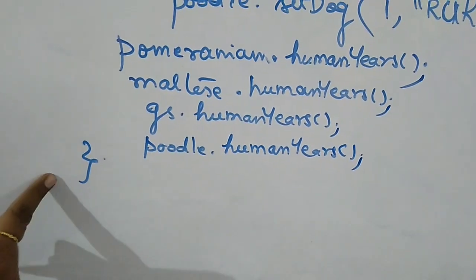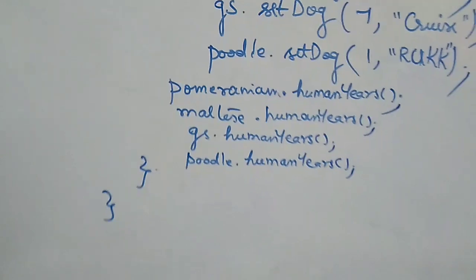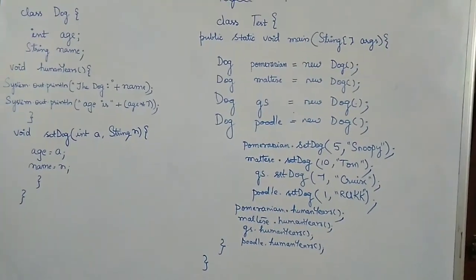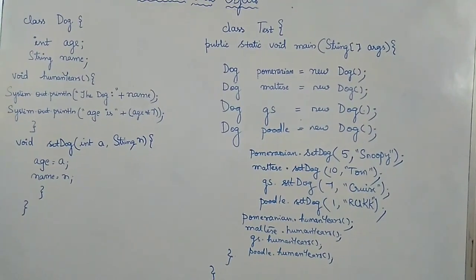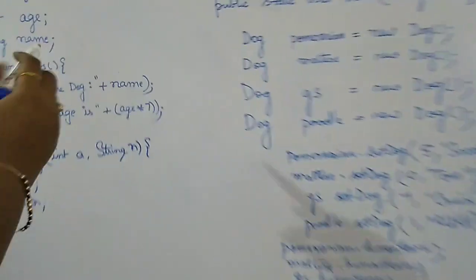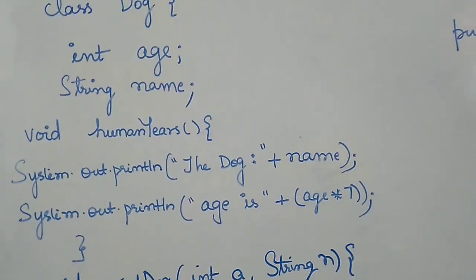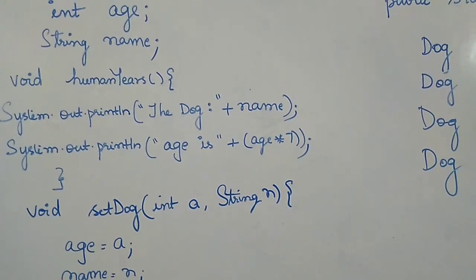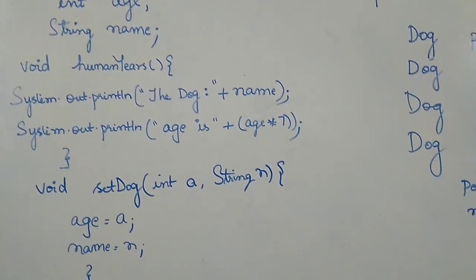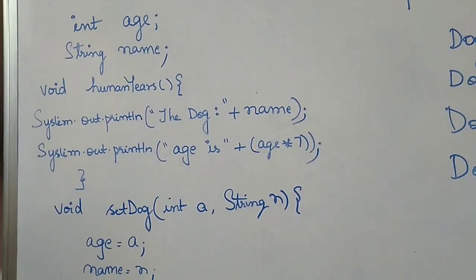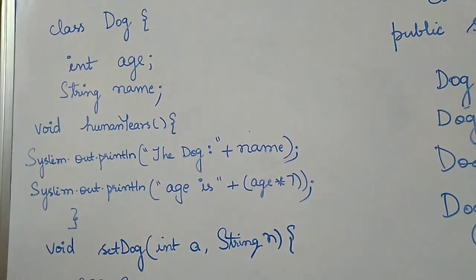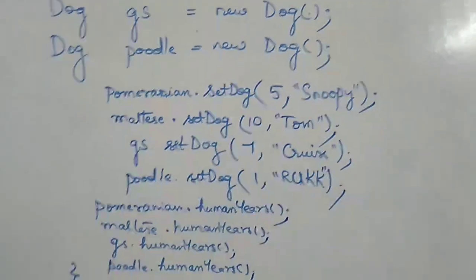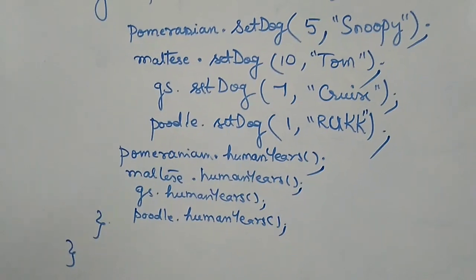So this is the closing of your main and this is the closing of your driver class. This is the entire program, friends. You can make out that we have created a dog class, and for the instance variables we have separate instances for each and every object. For Pomeranian you have a different age and name, for Maltese a different age and name, and for GS a different age and name. That's why they are called instance variables related to your object.